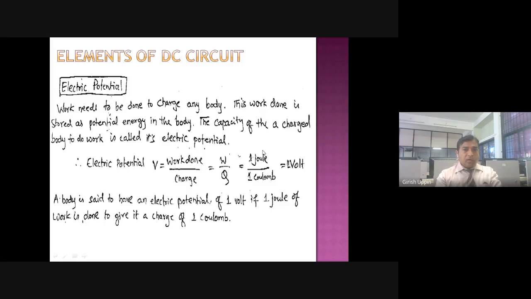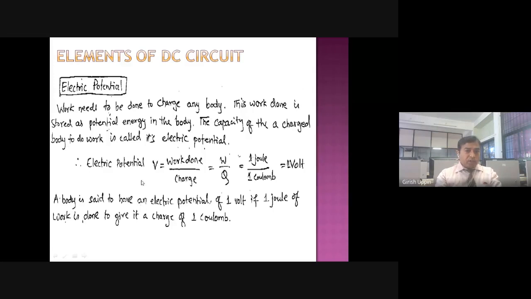So you remember, electric potential means what? Capacity to do work. One keyword you can remember is that electric potential is the capacity to do work. A body has a capacity to do work when it is charged. And to charge the particular electrical body, you do the work.